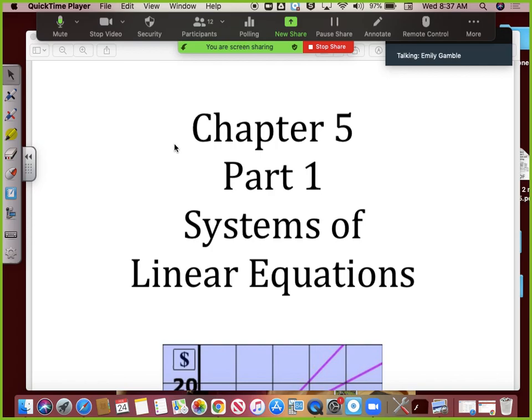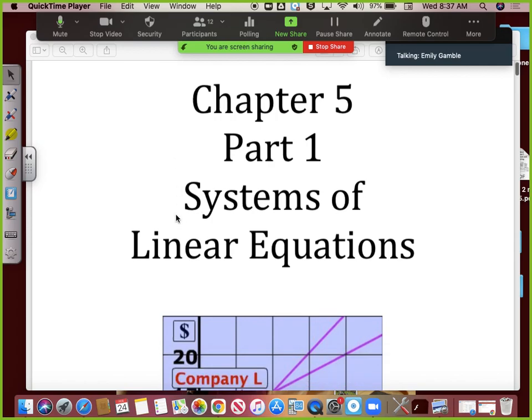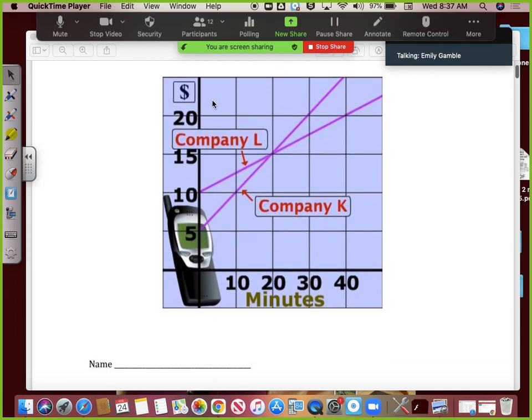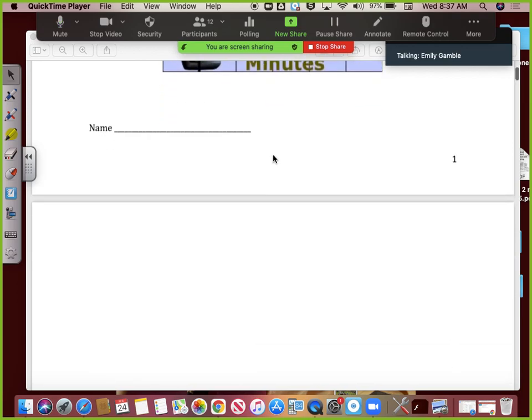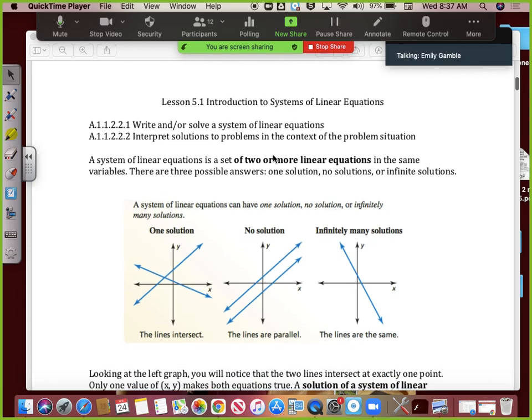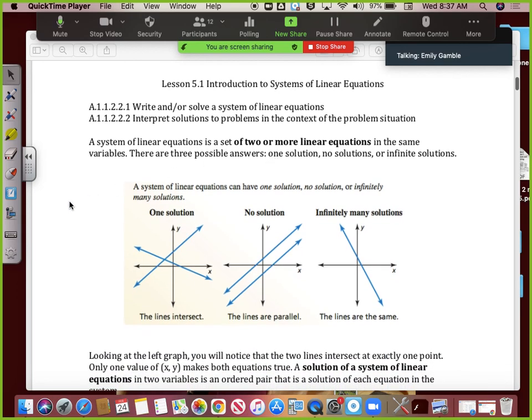So here we start Chapter 5, Part 1, Systems of Linear Equations. And in this chapter, we're going to be seeing not one line or not one equation, but two. And the whole idea is to figure out when these two equations intersect, when they cross, and what that point represents. So to start out this packet, we're going to start with an introduction to systems of linear equations.